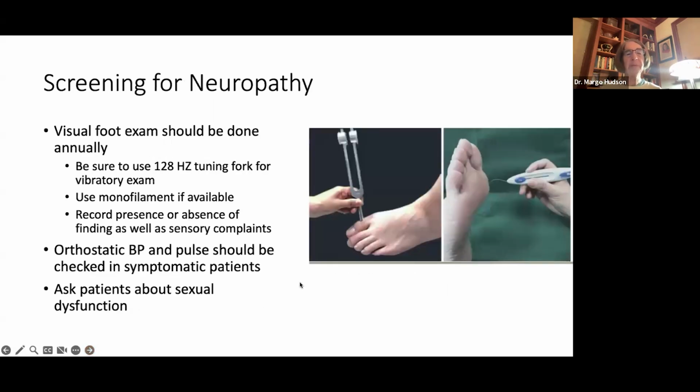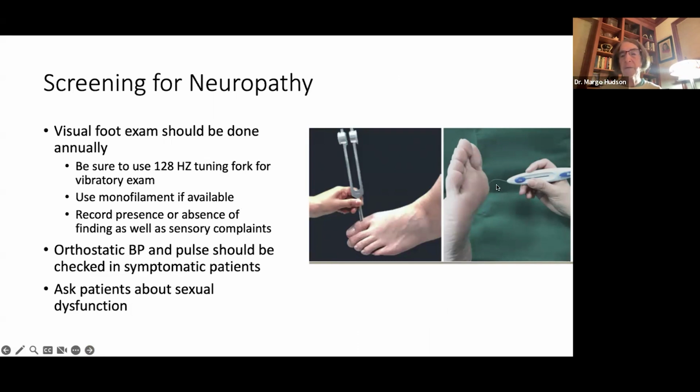So screening for neuropathy, a visual foot exam should be done annually. Use a 128 hertz tuning fork, okay? For the vibratory exam, you put it on a bony prominence. Use monofilament if you have it available.